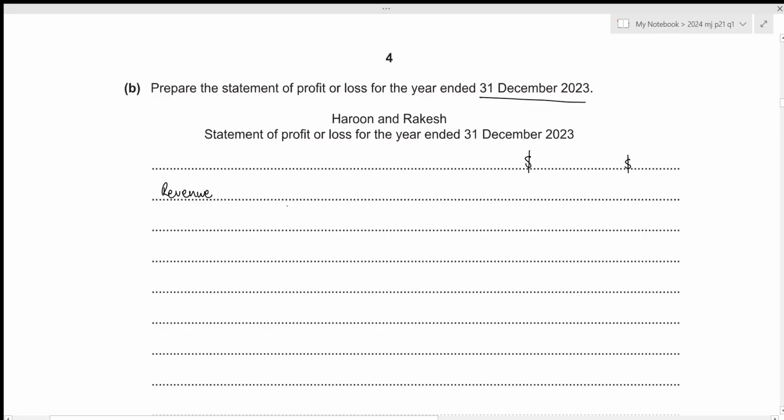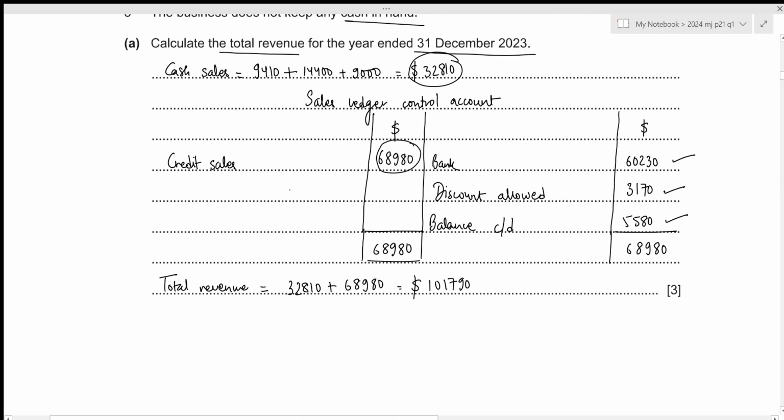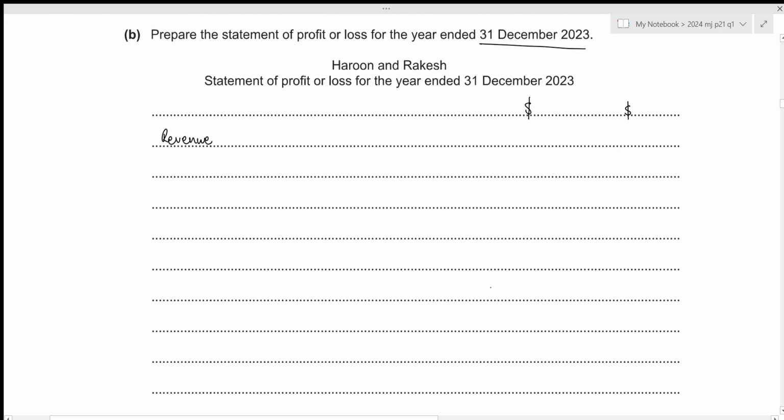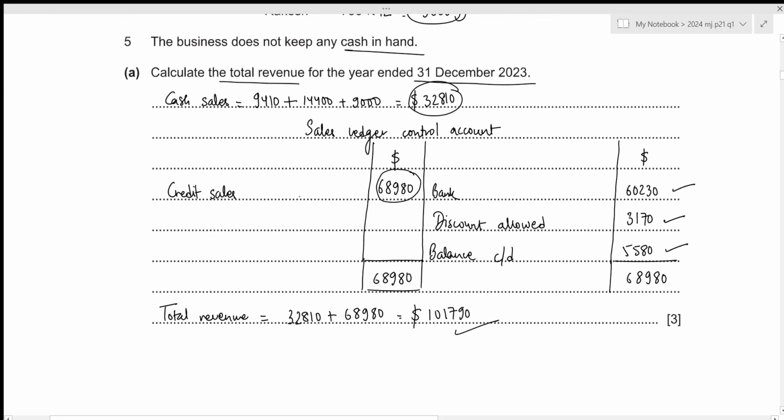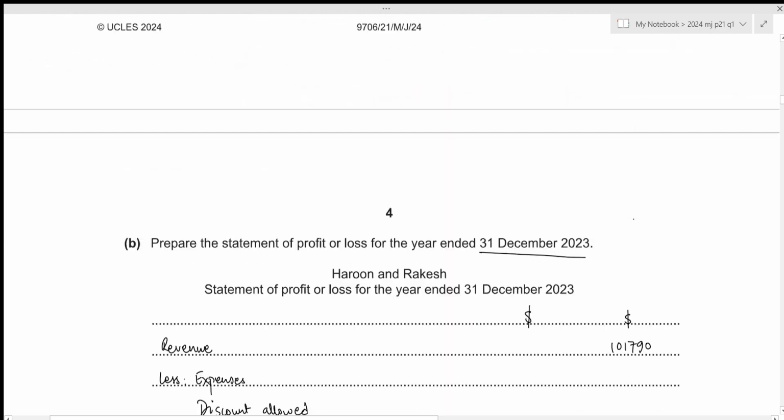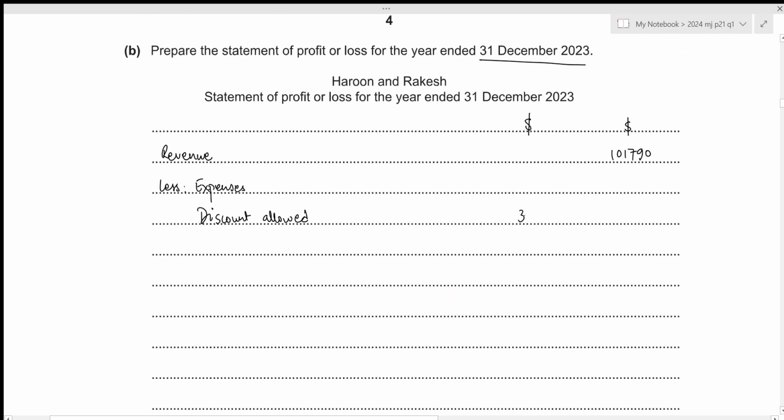After revenue, we will directly move towards expenses. So we calculated the total revenue in the first part to be 101,790. Let's write it down. So 101,790. Then we will subtract all of our expenses. So the very first expense in this case is the discount allowed that we calculated for the first part. Let's take a look above. The discount allowed is 3,170. Let's write it down. So 3,170.